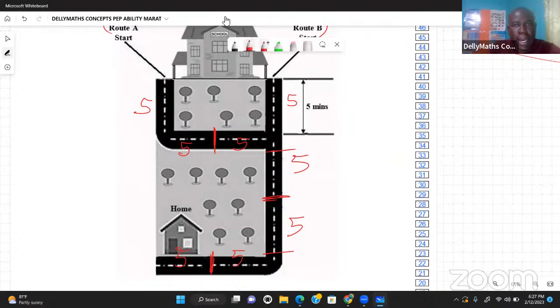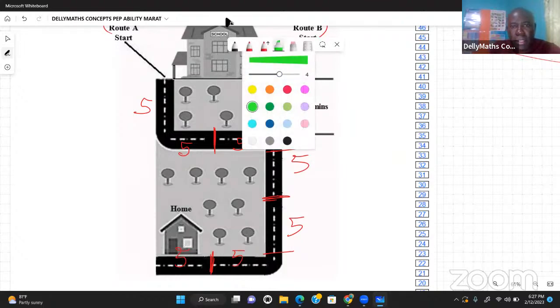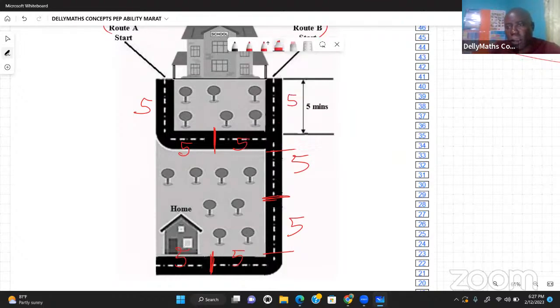Let me get a rose pink. All right, let me use some color. All right, watch this. If we check along this route here, you're picking up 7 5s. And I see why they say 35. 5, 10, 15, 20, 25, 30. You could see why route A is 35.